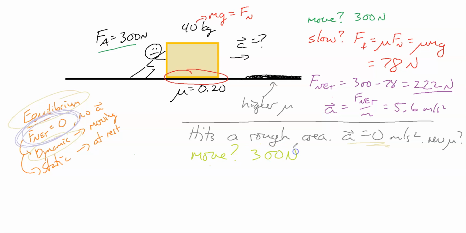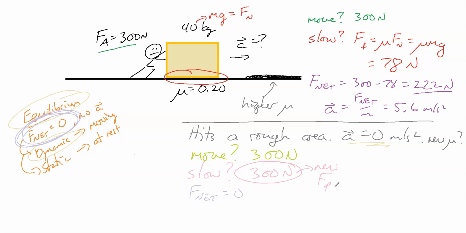Well, 300 newtons is trying to move the box. And then I ask myself, how much is trying to slow it down? Well, I don't know because I can't find the new friction, but I do know that my net force is equal to 0. If I've got 300 trying to move it, and the net force is 0, that tells me there must be 300 newtons trying to slow it down. Friction must now be 300 newtons to cancel off the applied force of 300 newtons. So this helps me figure out what friction is. So this must be my new force of friction.